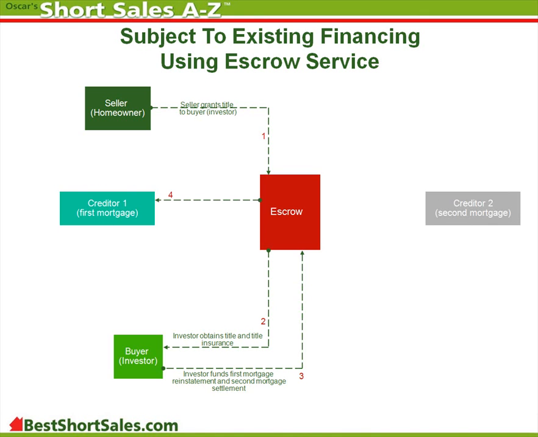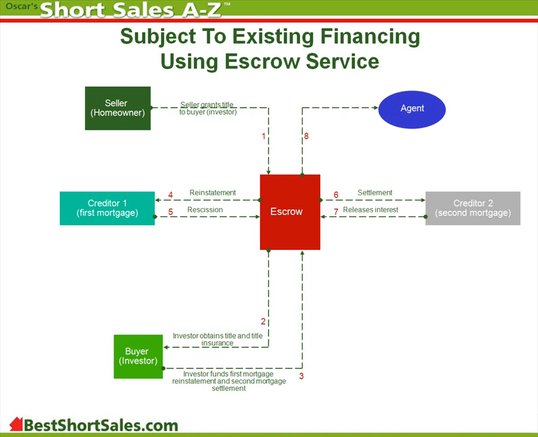Through escrow, the first mortgage is reinstated and the foreclosure is rescinded. This resolves the foreclosure problem. Through escrow, the second mortgage is settled as per the settlement letter. The security interest in the property is released. There is no longer a second mortgage. The agent commission gets paid from escrow.